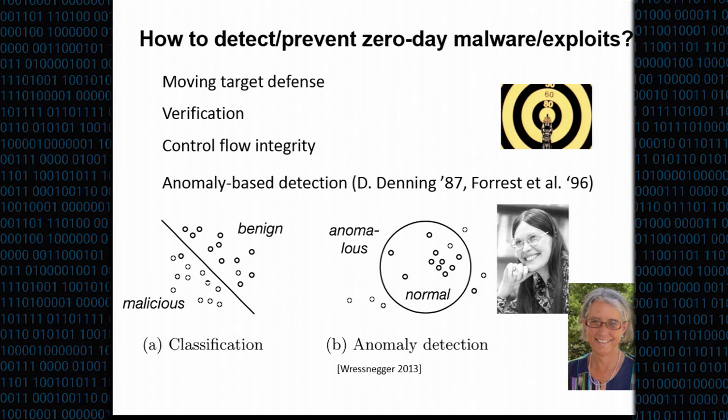So therefore, you define a boundary specifying what is a normal behavior, and then the outliers are very likely to be suspicious events caused by attacks, errors, misconfiguration, and so on and so forth. And so the concept is extremely broad, extremely promising.